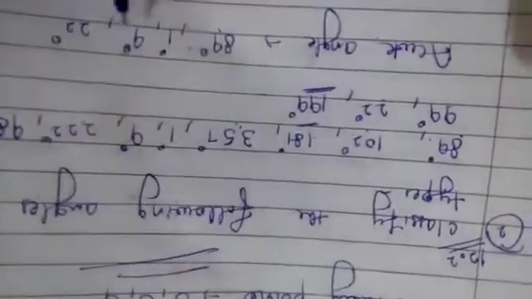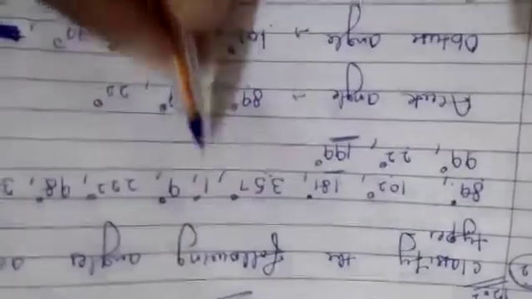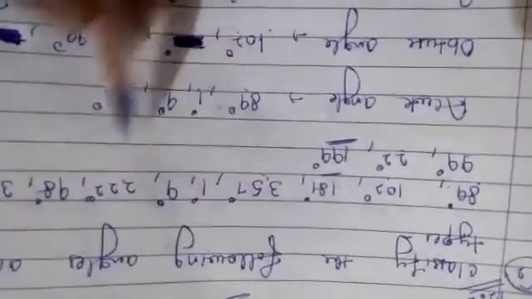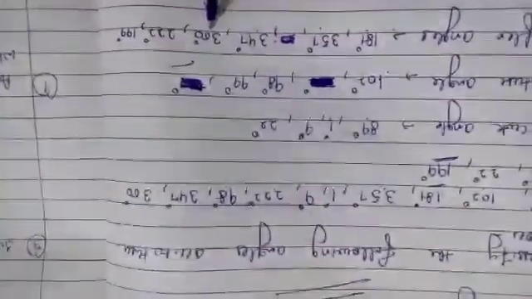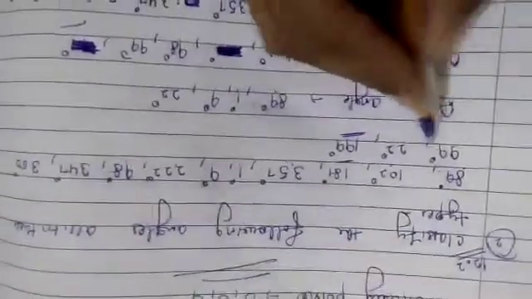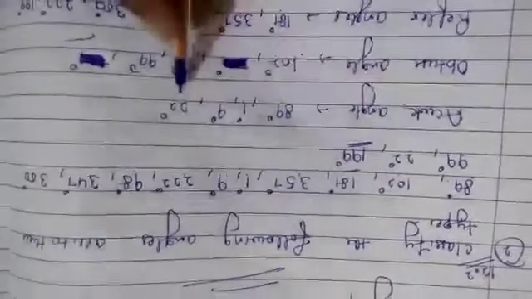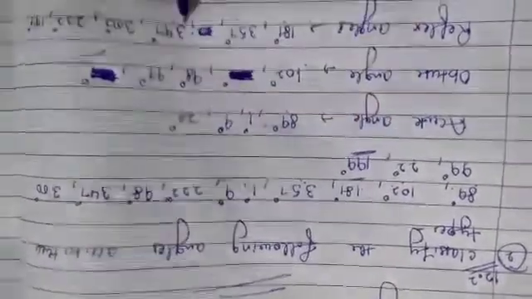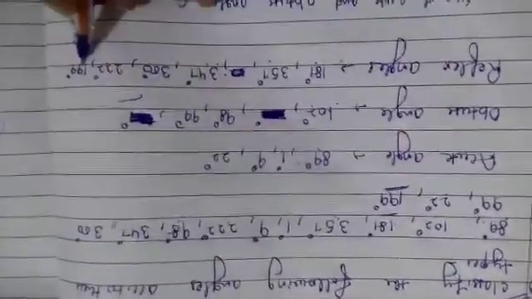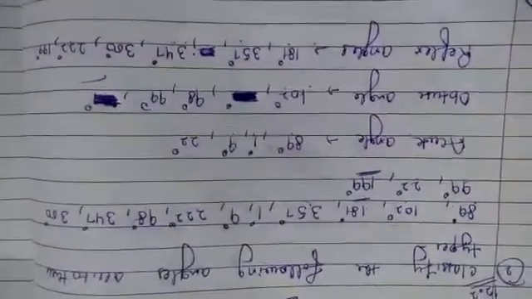Next, 357 degrees, this is also a reflex angle. 1 degree, acute angle. 9 degrees, acute angle. 222, reflex angle. 98, more than 90, obtuse angle. 347, reflex angle. 300, reflex angle. 99 degrees, obtuse angle. 22, acute angle, and 199, reflex angle. Clear? Next, do the third question.